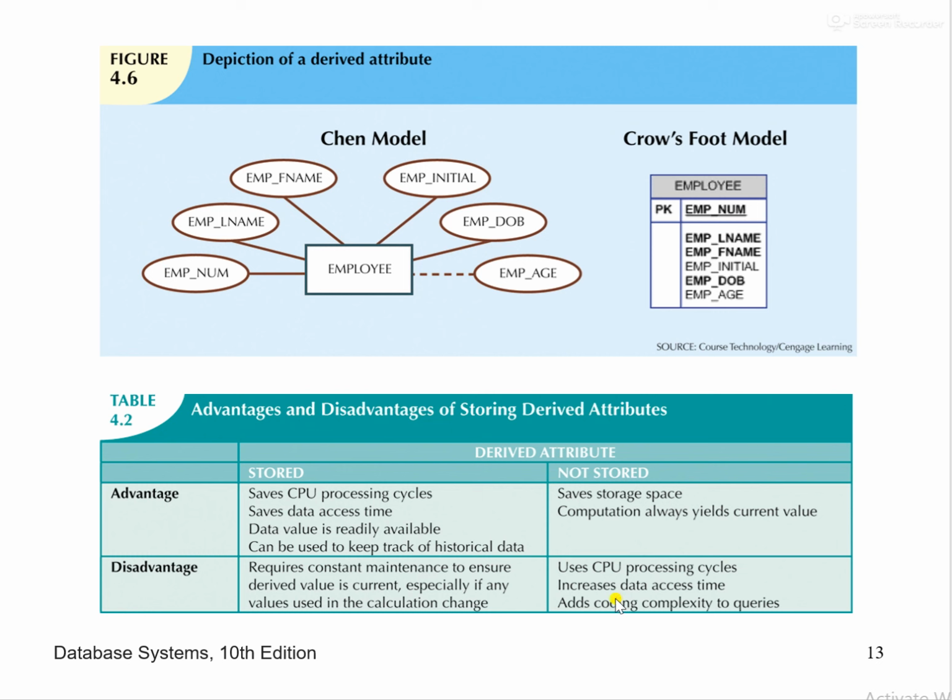Then we have some disadvantages of storing and not storing. For storing the value of derived attributes, one disadvantage is that we require constant maintenance to make sure the value is current, especially if the values used in the calculation change. If we are not storing it, the disadvantage is that every time we need it we have to calculate it, so it uses CPU processing cycles, and because the value is not there, it increases data access time and adds coding complexity to queries in order to calculate that value.